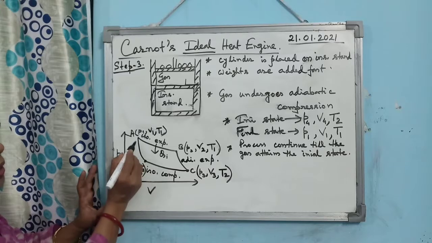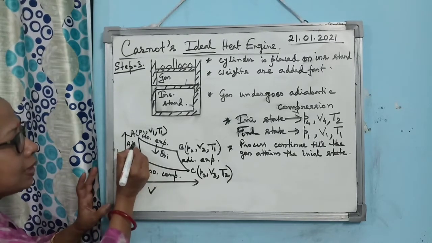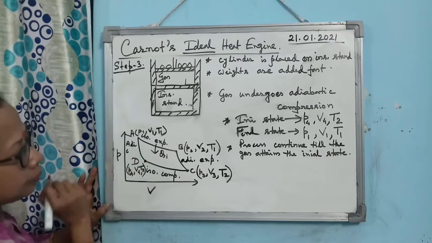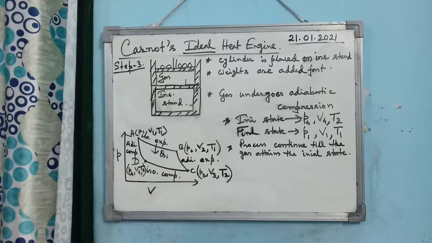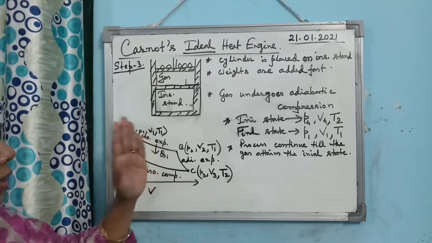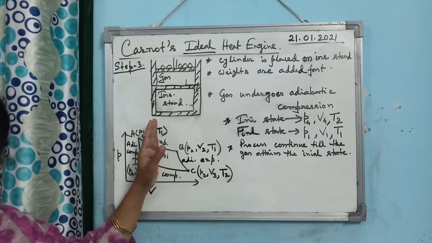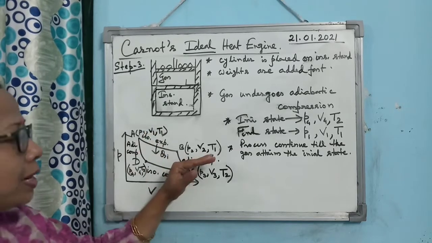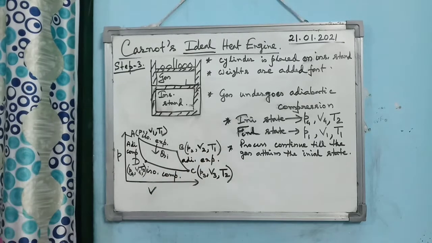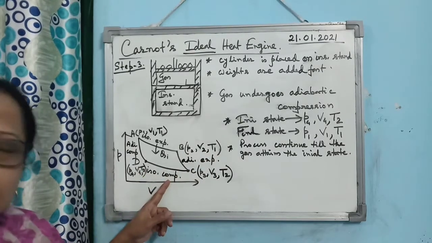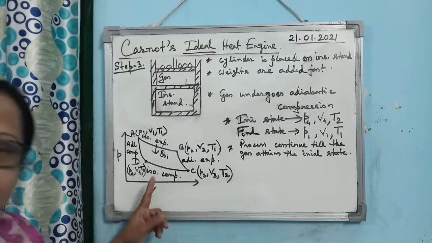So from the point D, it is going back to A again, and here it is representing adiabatic compression. Alright, so easy to remember. First isothermal expansion, then adiabatic expansion. Isothermal expansion means you have to keep it on the source, remove the weight. Adiabatic expansion means you have to keep it on the insulating stand, remove the weight. Then isothermal compression means you have to keep it on the sink, and add the weight.